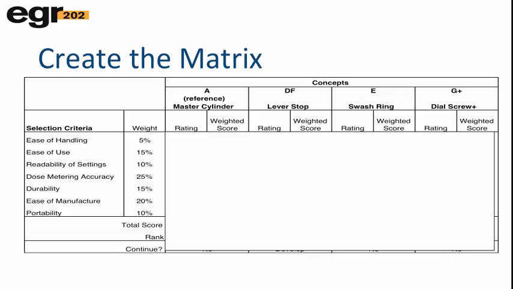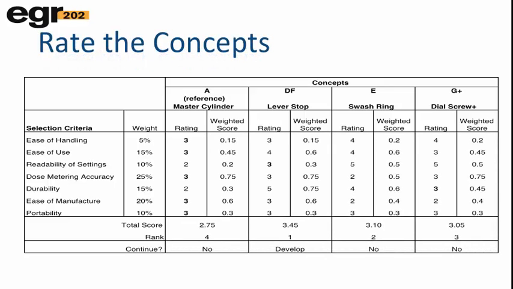In this case, we have now 4 of the syringe designs we've brought forward from the concept screening into concept scoring. And here are the numbers. So the ratings are on a 1 to 5 scale, 1 being the worst and 5 being the best. Ease of handling, reference master cylinder, they're using as a reference. It's a 3. Ease of use is a 3. Readability of settings is a 2. Dose metering accuracy is a 3.